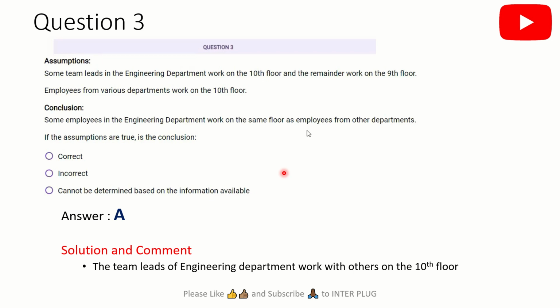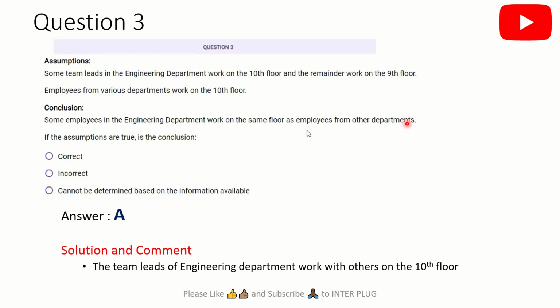Third question, these are really nice questions where they give you a series of assumptions and then you have to read the assumptions and check whether the conclusion is correct, incorrect, or we don't have enough information to conclude on what's being presented in the situation here. So here we have two assumptions. The first is some team leads in the engineering department work on the 10th floor and the remainder work on the 9th floor. Employees from various departments work on the 10th floor. Our conclusion is some employees in the engineering department work on the same floor as employees from other departments.